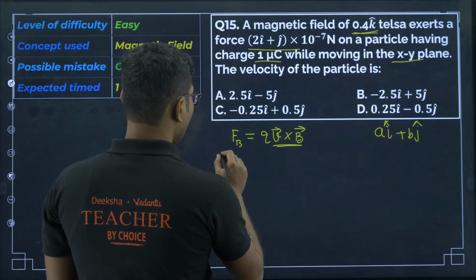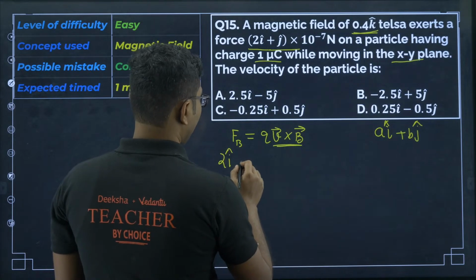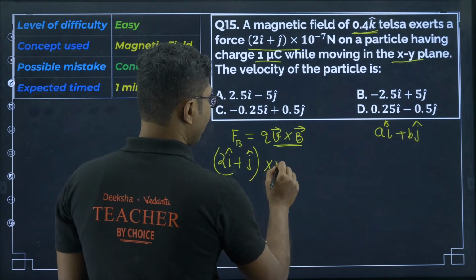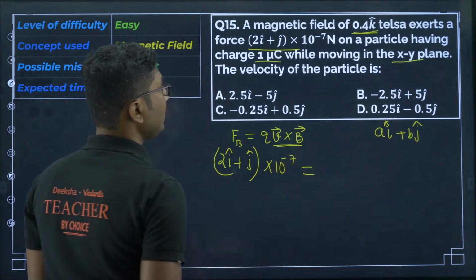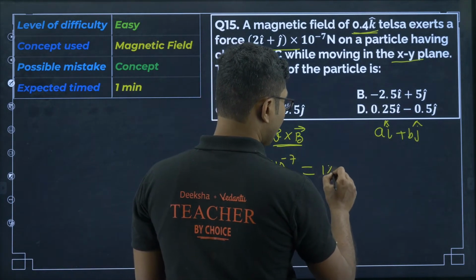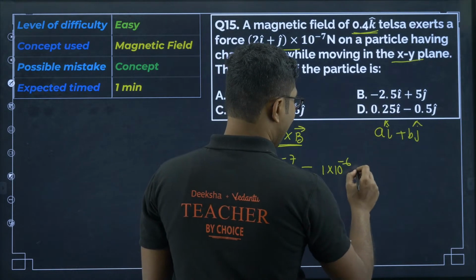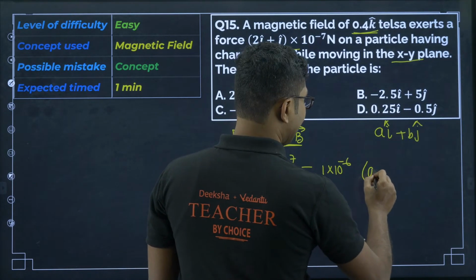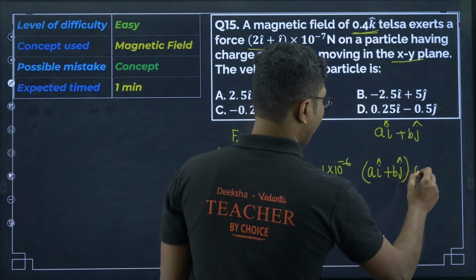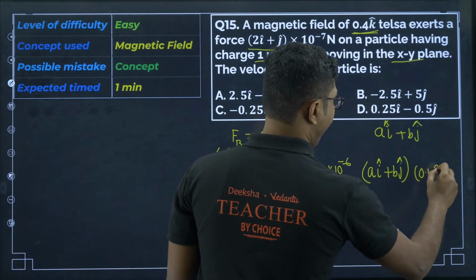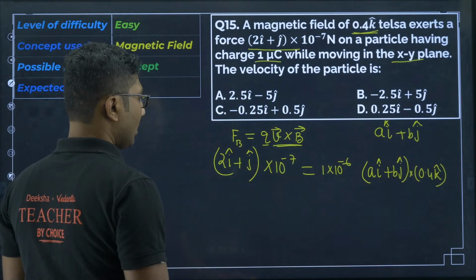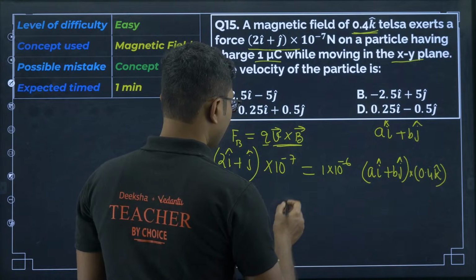Force is 2i plus j into 10 to the power of minus 7. Charge Q is 1 microcoulomb, micro means 10 to the power of minus 6, and then V. V is A i cap plus B j cap, cross 0.4 k cap. There is a cross product.